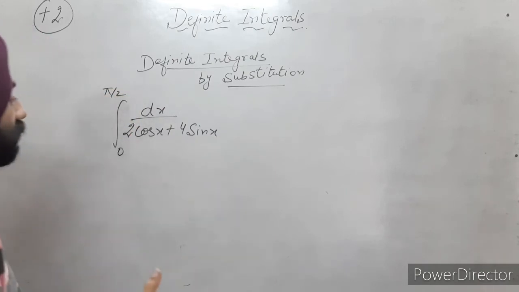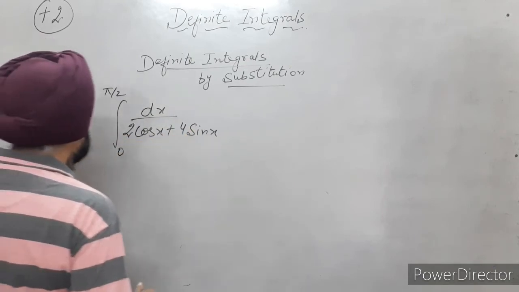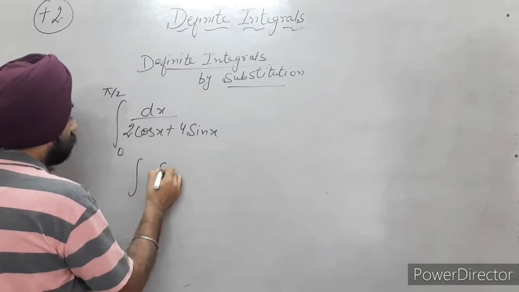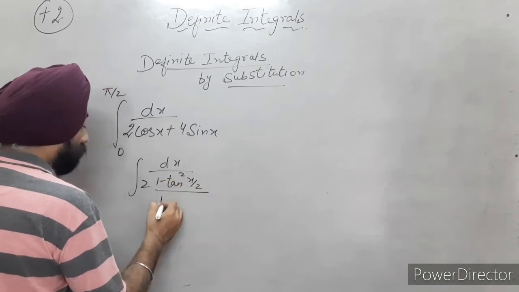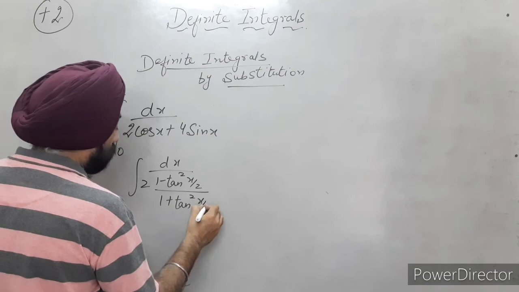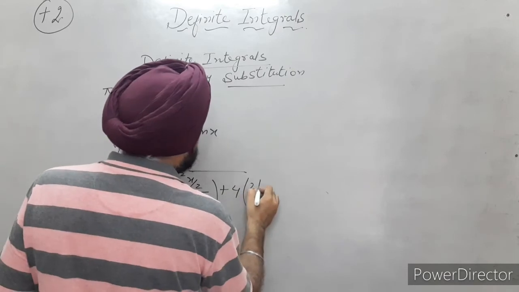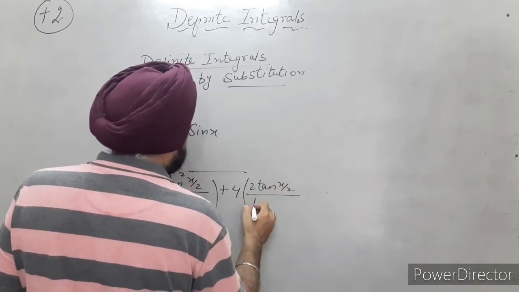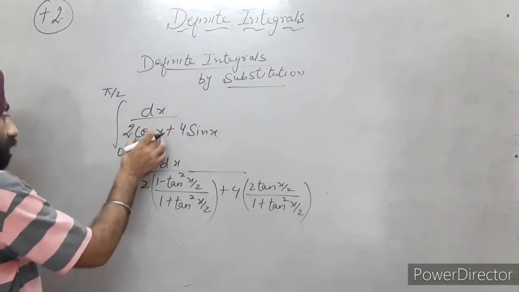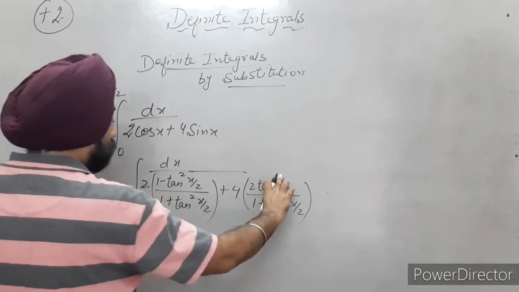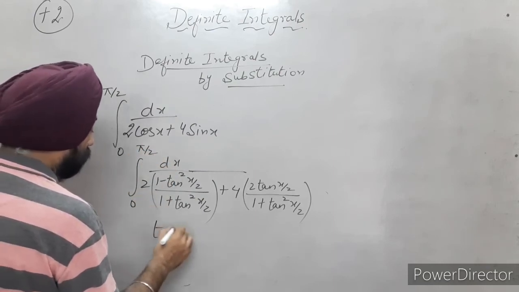Now it is of the type dx upon a cos x plus b sin x, where we used to substitute cos x as (1 minus tan square x by 2) over (1 plus tan square x by 2), plus 4 times sin x, that is 2 tan x by 2 over (1 plus tan square x by 2). Cos x, its value, sin x, its value.